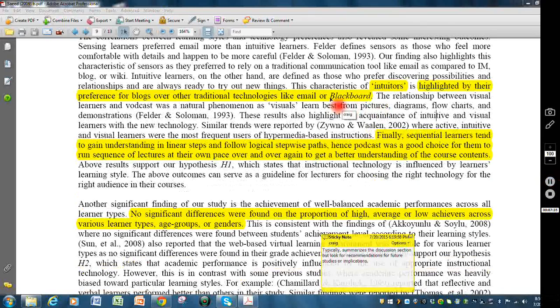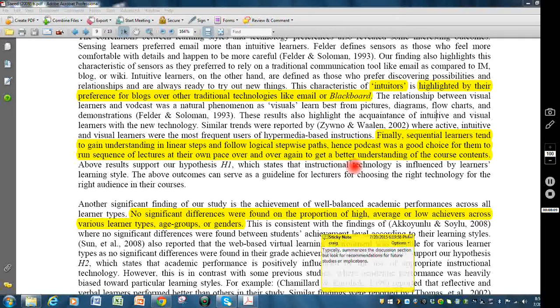Here are some more interesting findings in the discussion section. The authors characterized the learners under two categories. One was the intuitive learner, which was defined by learners who prefer discovering new possibilities. And this type of learner in this study was highlighted by their preferences for blogs over traditional technologies like email or Blackboard. And then there was the sequential learner, which tended to gain understanding in linear steps and follow logical stepwise paths.